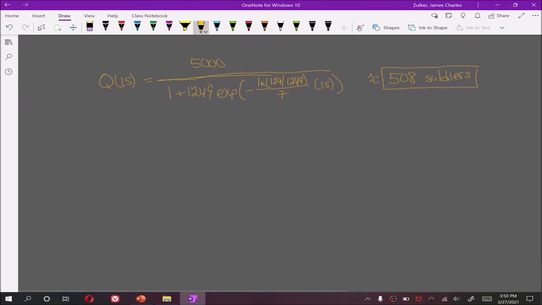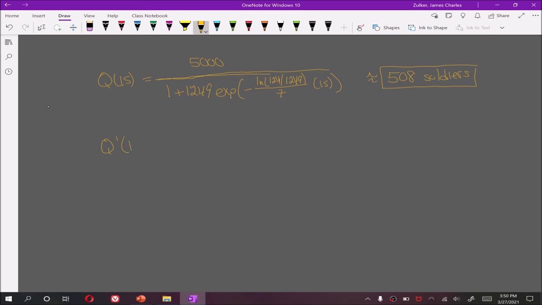We now want Q prime of 15. Right? So this will be 5,000 times the derivative of 1 over 1 plus 1249 exp of negative log of 124 over 1249 over 7 times t, evaluated when t is equal to 15.